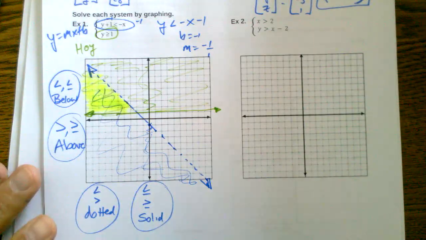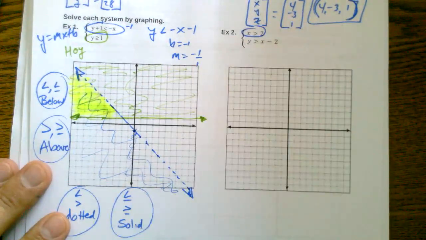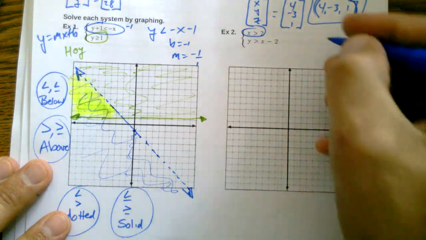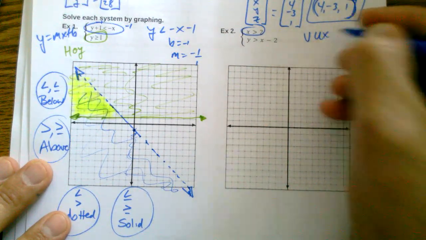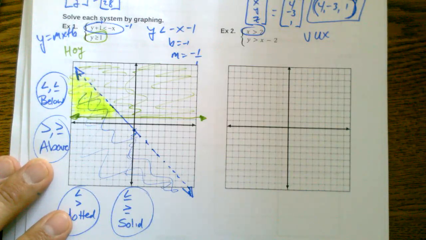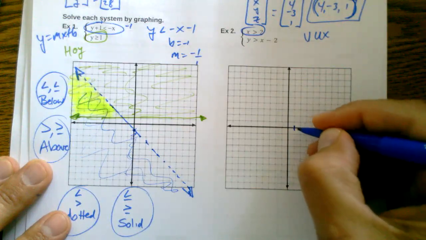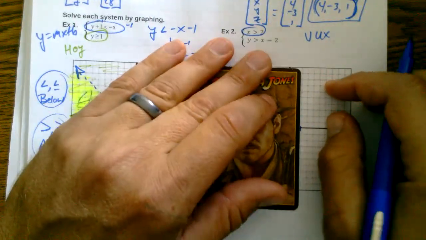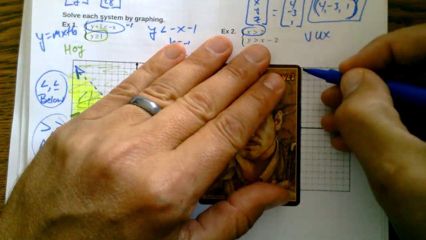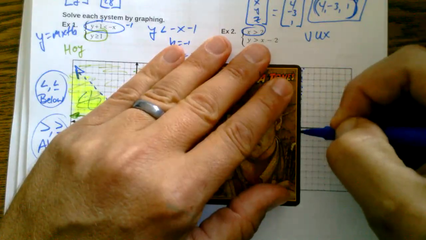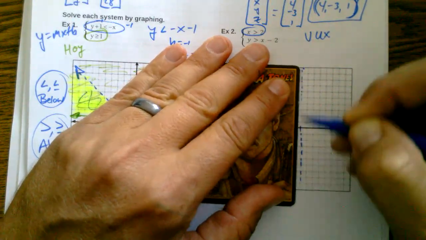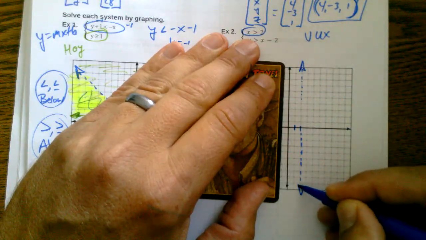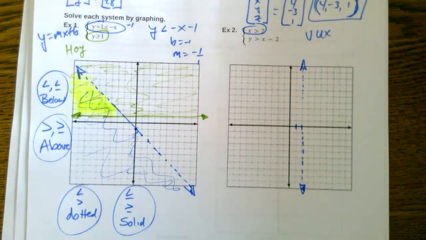Let's take a look at the next one. The next one I've got x is greater than 2. Vox. Vertical, undefined, x equals. So we have a nice vertical line. I'm going to go and find 2, 1, 2. And I'm going to make a nice, pretty vertical line. It is not equal to, it doesn't have the bar on the bottom, so this is going to be a dashed line. So don't forget that on a quiz or test. You're going to lose a half a point if it's wrong.